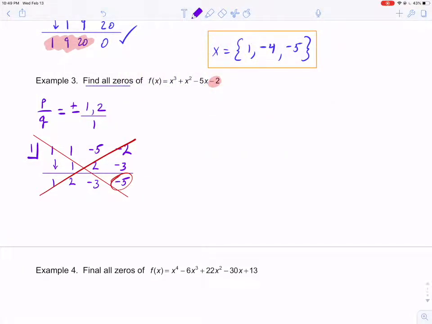This time, let's move on to 2. If I use 2, same coefficients, 1, 1, -5, and -2, then we get, bring down the 1, multiply, I get 2, add, I get 3, multiply, I'm going to get 6, add, and I get +1, multiply, and I get +2, and I add, and I get 0. Bingo, that's what I needed.